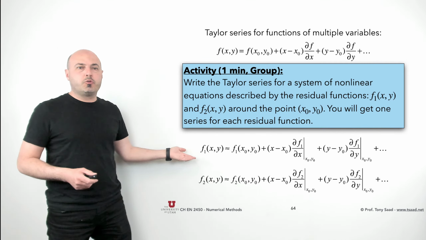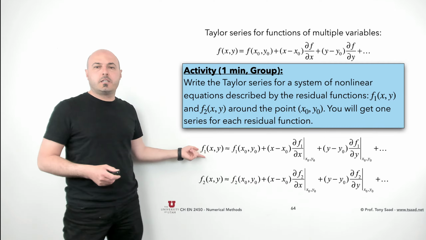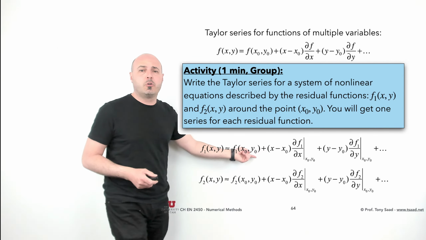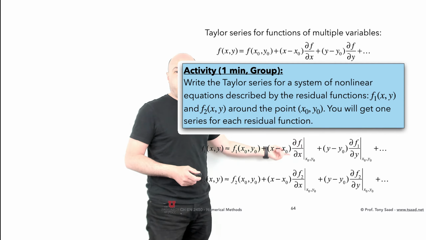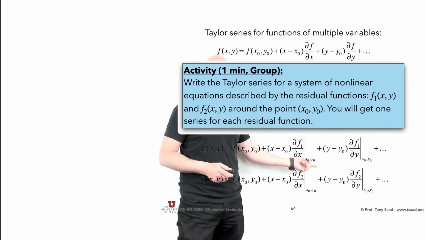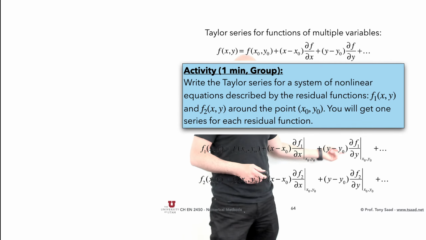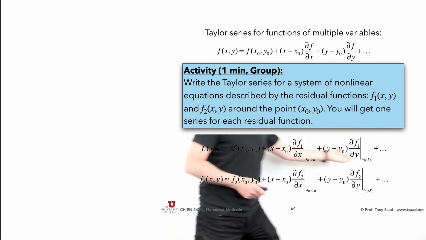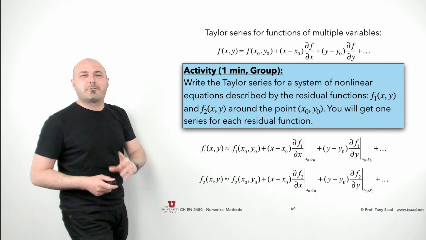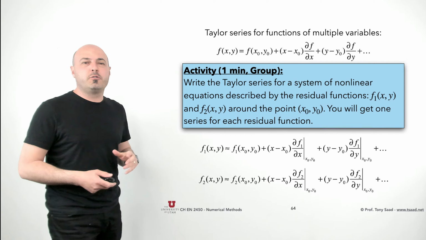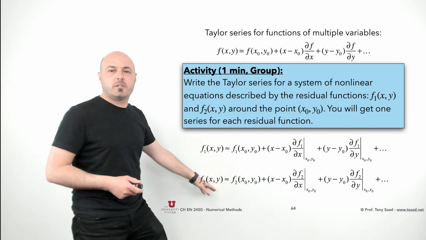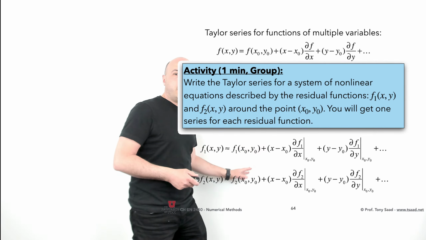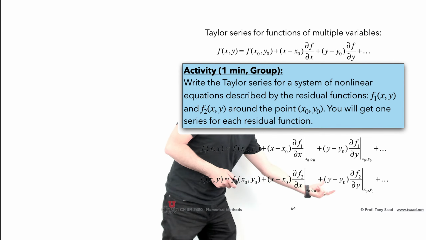All right, I'm going to give you the answer over here. The Taylor series for the first residual function is simply f1 at x0, y0 plus x minus x0 times partial f1 with respect to x evaluated at x0, y0 plus y minus y0 times partial f1 with respect to y evaluated at x0, y0. I don't care about the higher order terms because we're going to truncate those. That was the essence of Newton's method. Same thing for f2. You're simply putting in f2 instead of f1, but they're all evaluated at x0, y0, and notice the differences here.